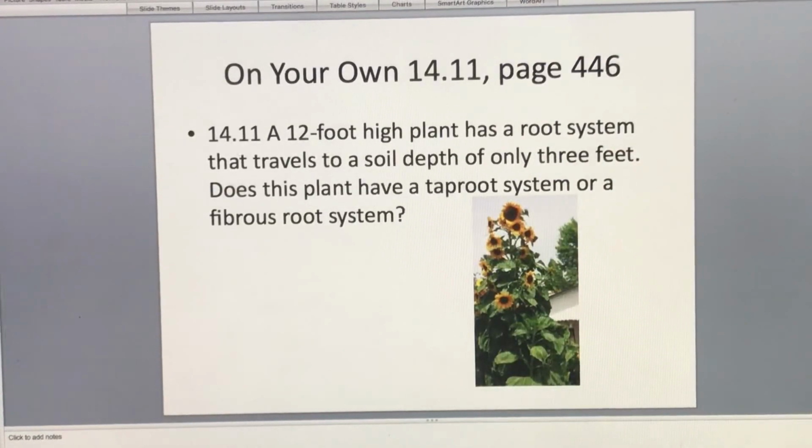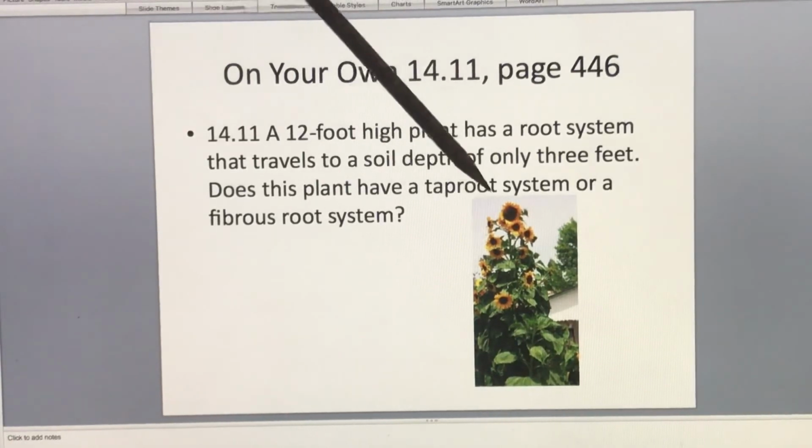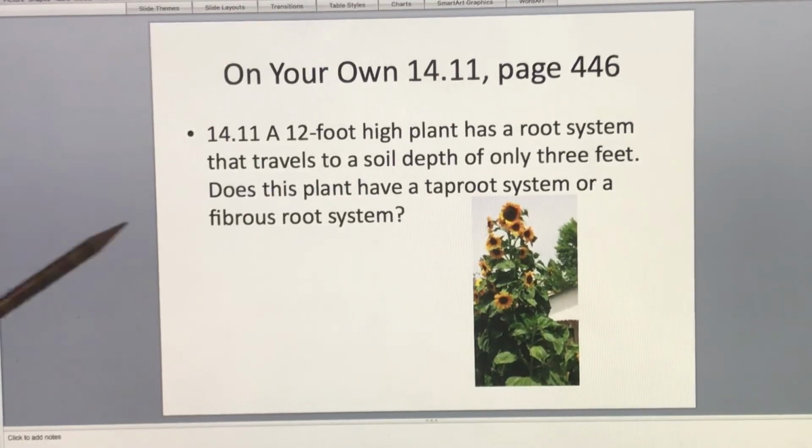All right, so let's look at On Your Own 14.11. It says a 12-foot high plant has a root system that travels to a soil depth of only 3 feet. Does this plant have a taproot system or a fibrous root system? Well, if the plant is 12 feet high and it has a root system that is as shallow as 3 feet, then it would clearly be a fibrous root system.